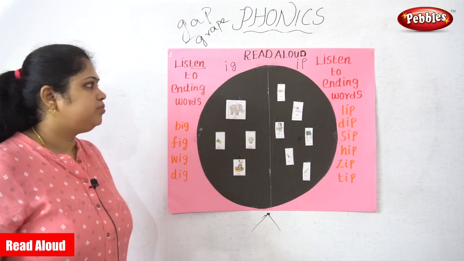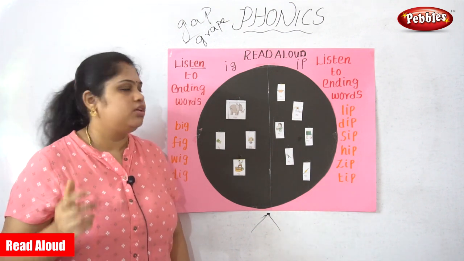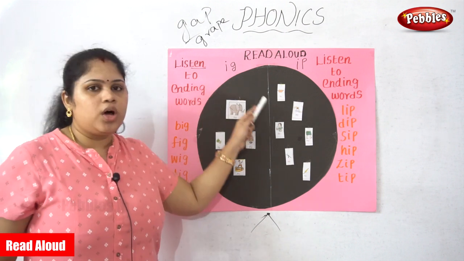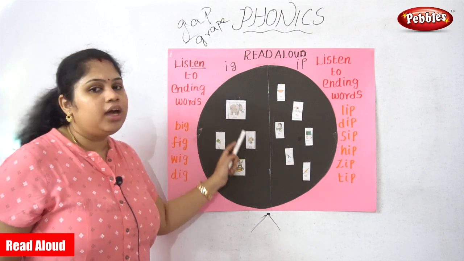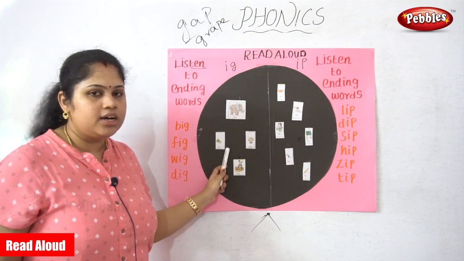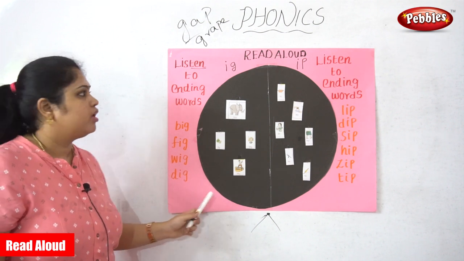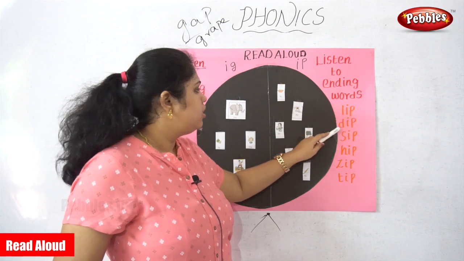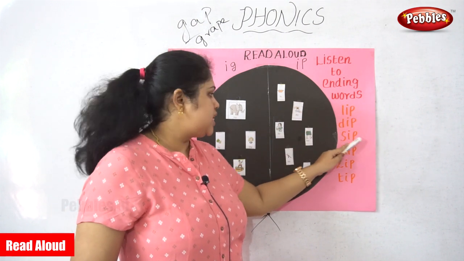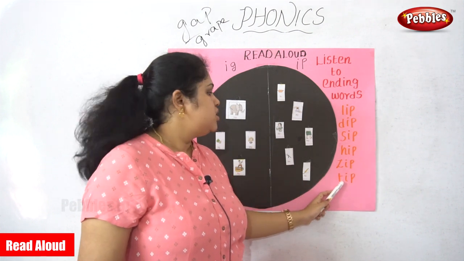So I'm just reading aloud. Please say along with me. Ig words. Very good. Big, fig, wig, dig. Ip words. Lip, dip, sip, hip, zip, tip.